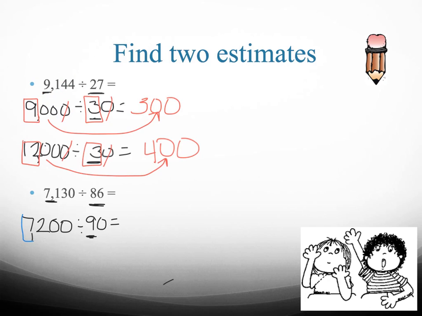Basic fact, 72 divided by 9 gives me 8. This 0 and this 0 cancel, and I have one more 0 to bring over into my quotient. My first estimate is 80. But remember, I want to do two estimates, one higher and one lower. This one was higher because we rounded 7,130 up to 7,200. So now let's do an estimate that's a little bit lower. My divisor is still 90, and I'm still getting multiples of 9.